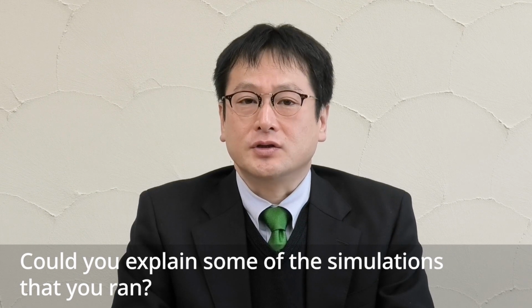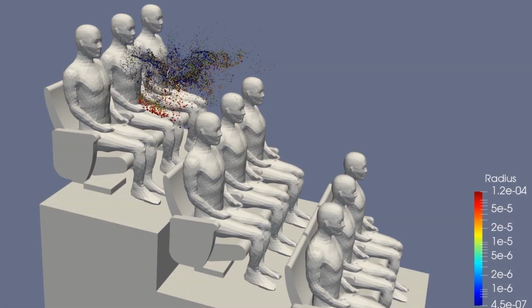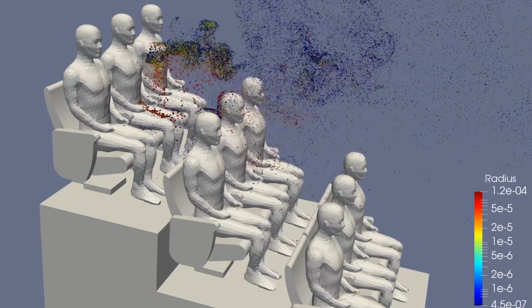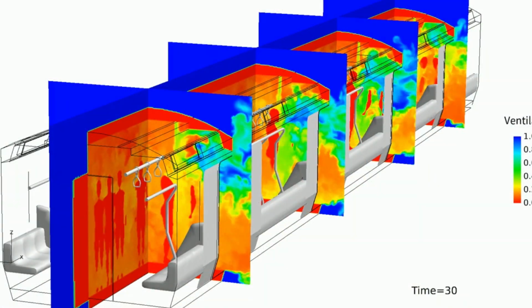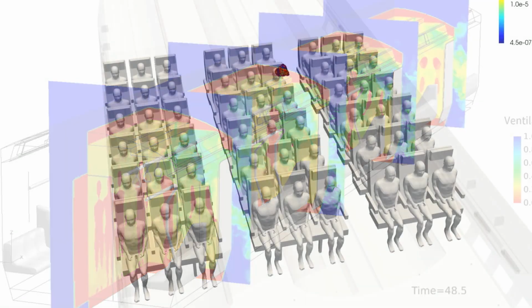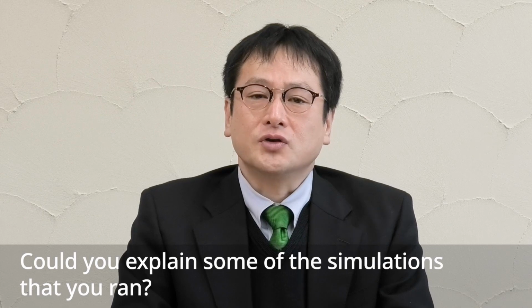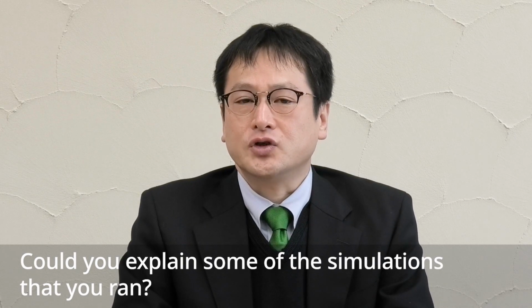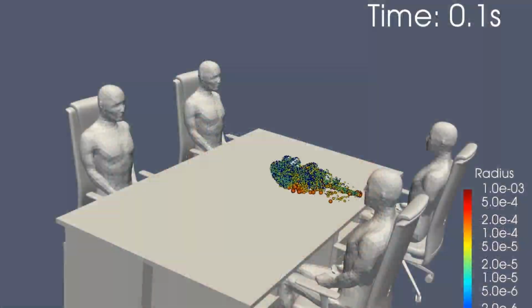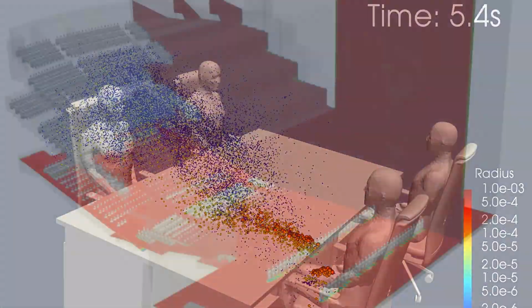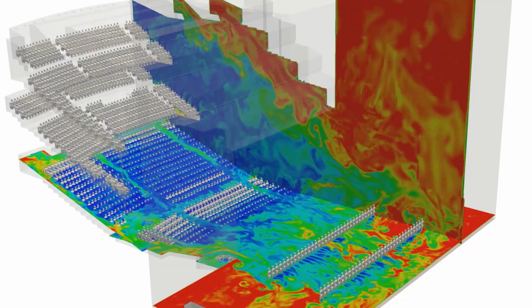For the evaluation of the infection risk, we considered many situations. Some of them include public transportation, like the infection risks in trains, airplanes, taxis, buses, and so on. And we also considered public locations, like hospital rooms, classrooms, and music halls, and so on.